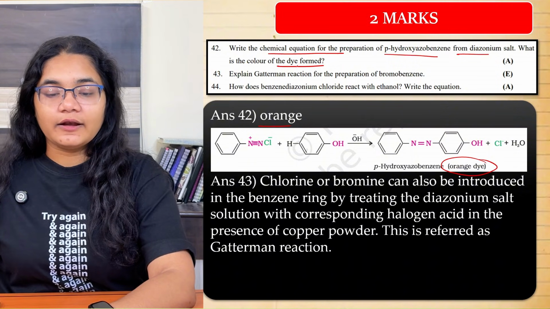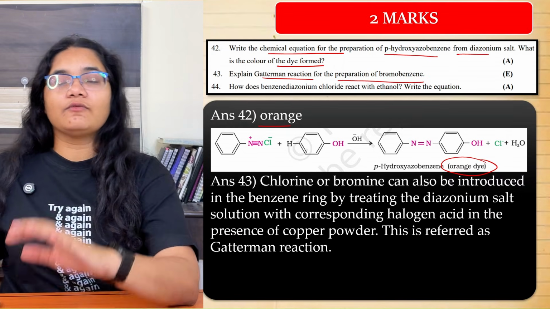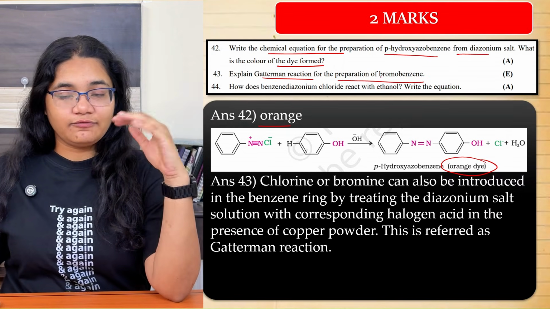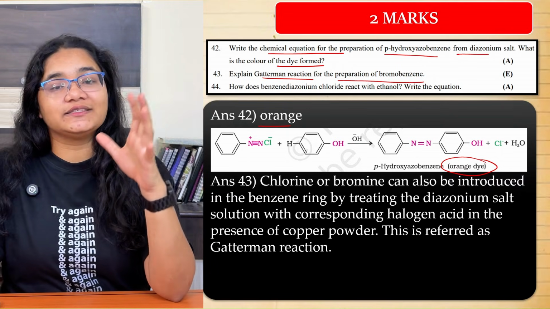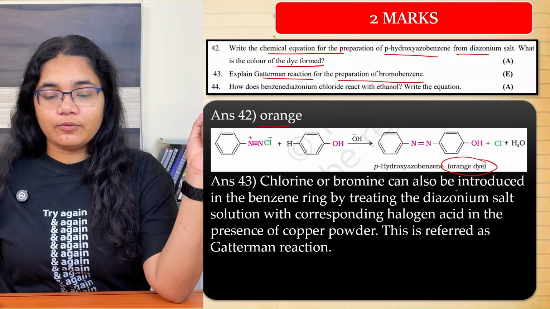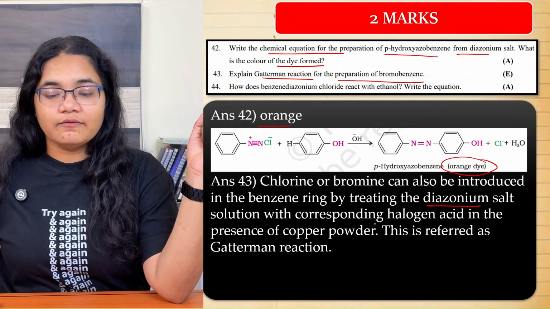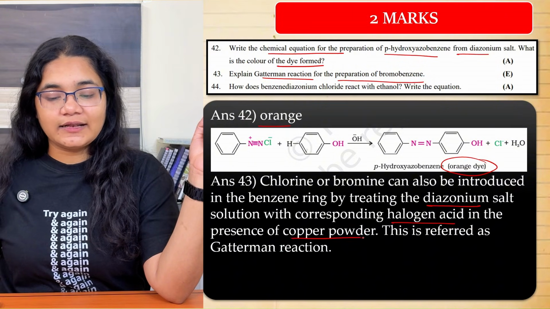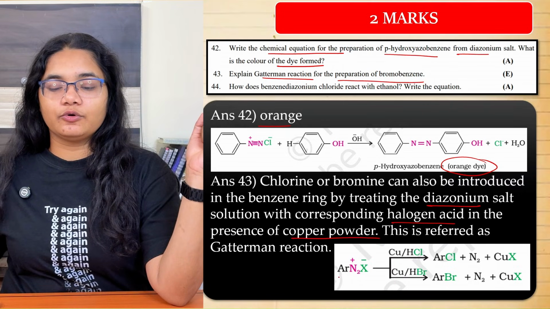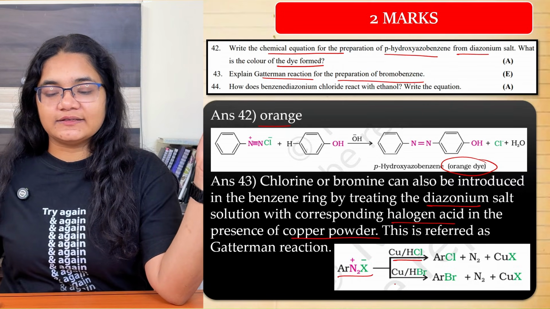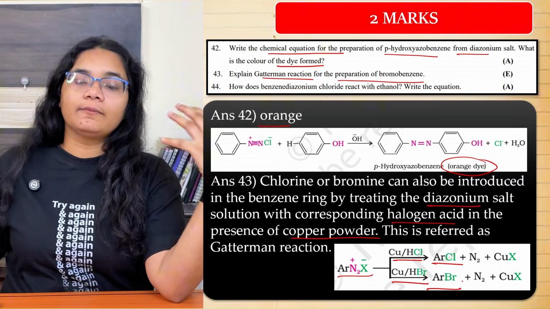Next is explain Gattermann reaction for the preparation of bromobenzene. Once you get benzene diazonium chloride, if you use copper powder with HCl or HBr, that is called Gattermann reaction. Chlorine or bromine can be introduced in the benzene ring by treating the diazonium salt with the corresponding halogen acid and copper powder. For example, if you have benzene diazonium chloride and you treat it with Cu/HCl or Cu/HBr, you get chlorobenzene or bromobenzene.